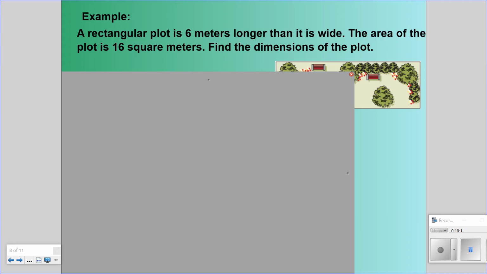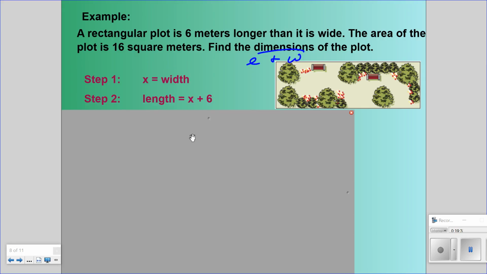A rectangular plot is 6 meters longer than its width. The area of the plot is 16 square meters. Find the dimensions of the plot. So if we're looking for dimensions, that's a length and a width. So we need expressions for both of those. So hopefully you set up your width as x because that's what we knew the least about, and the length as x plus 6. The area is the product of the length and width. So the area should have been equal to 16 as it was given.